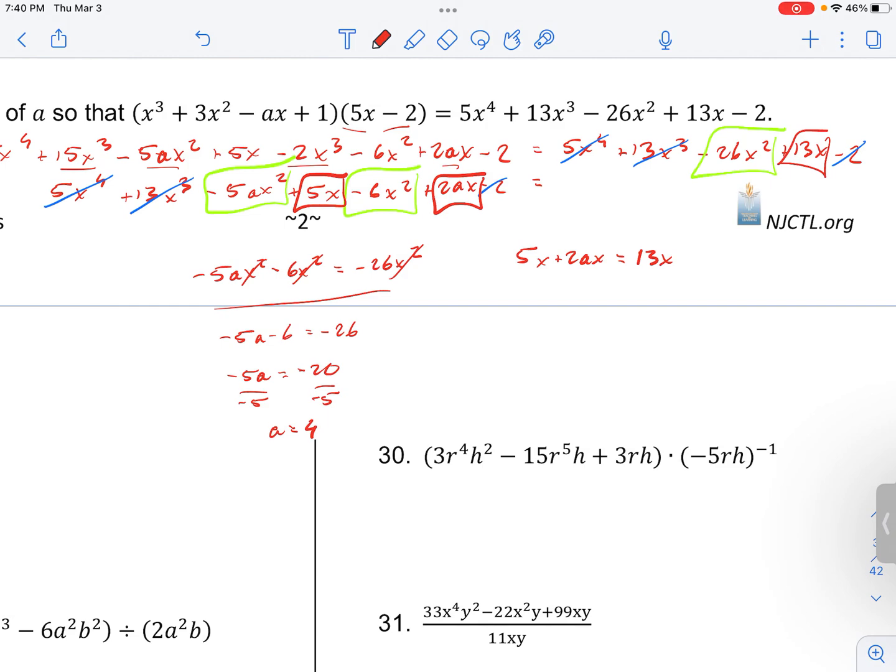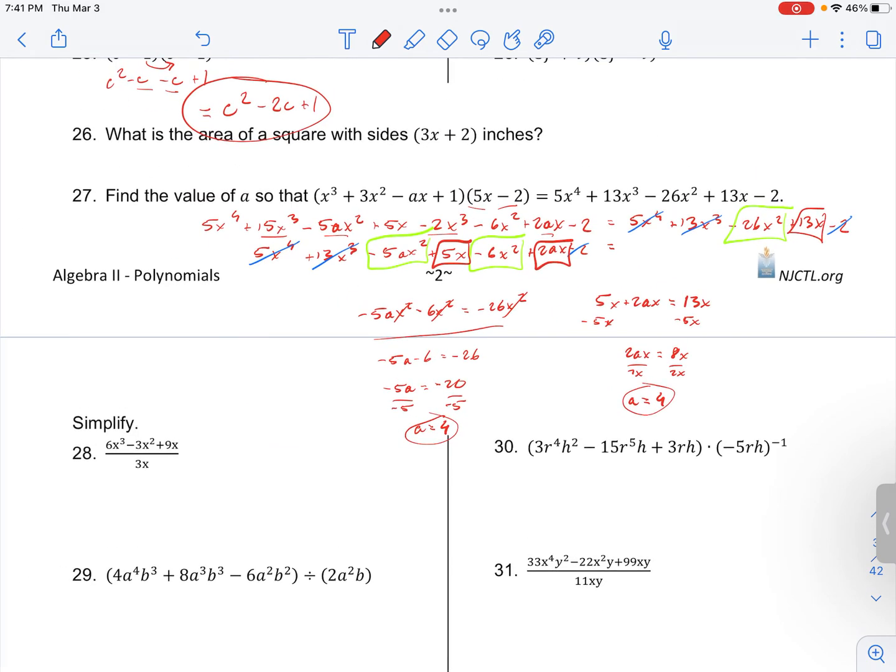We can check if this is true for the x terms. We can subtract this 5x from both sides. We're left with 2ax is equal to 8x. Then we can divide by 2x, divide by 2x, and we're left with a equals 4. So this checks out, which means that our value of a is equal to 4.